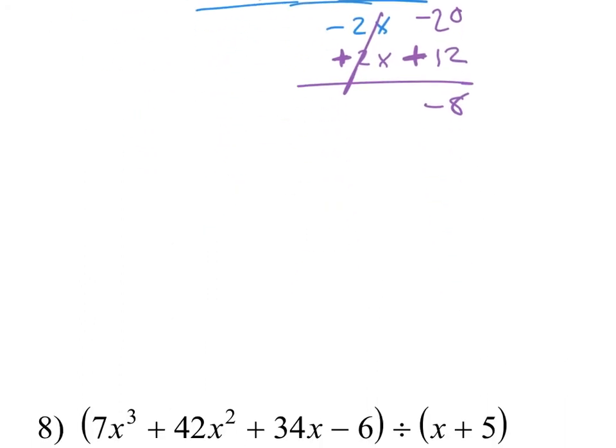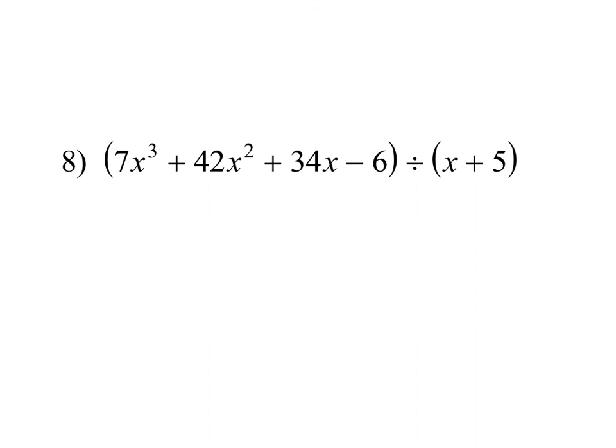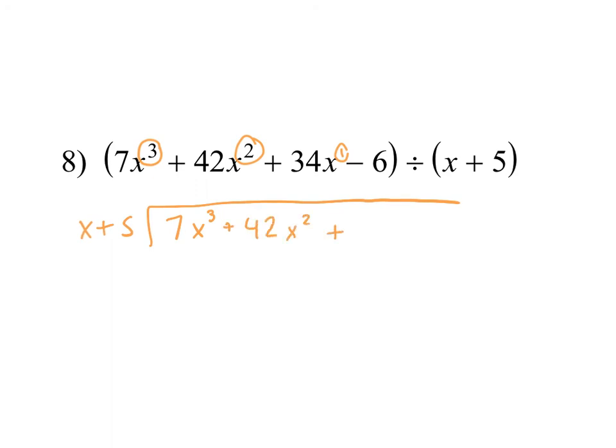All right, number 8. Almost done, guys. What goes outside the box? X plus 5. Are we missing any terms here to go inside the box? We have cubed, squared, single x, and none. So we're not missing anything. So 7x cubed plus 42x squared plus 34x minus 6.